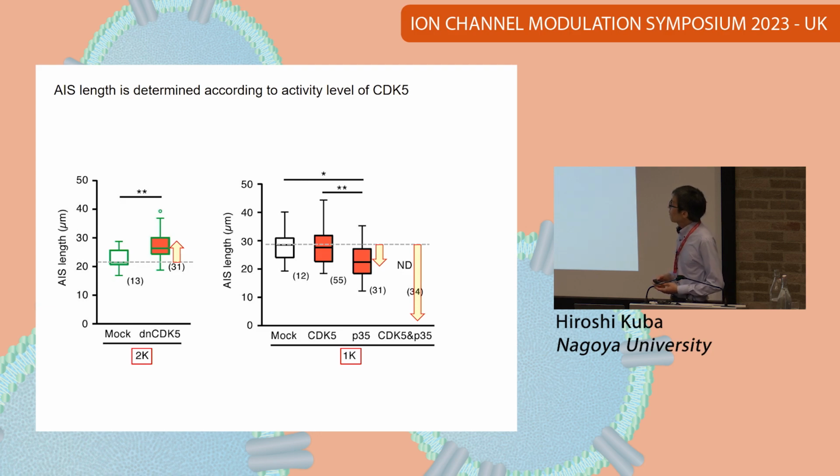So this is a summary of down- or up-regulation of CDK5 activity. Interestingly, the overexpression of both CDK5 and p35 almost eliminated the AIS. And this might be an extreme form of AIS shortening due to strong CDK5 activity.